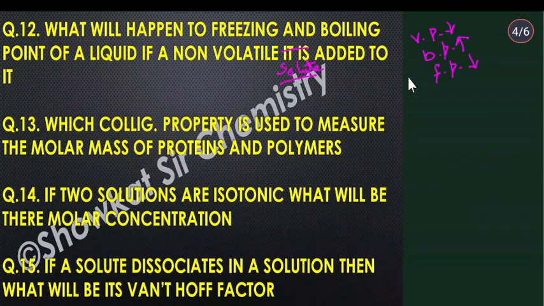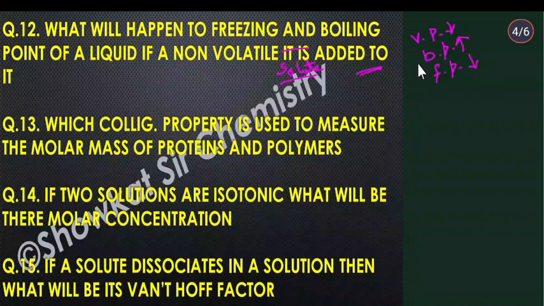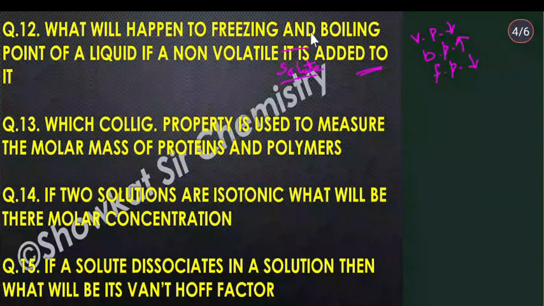Relative lowering in vapor pressure is a colligative property, but lowering in vapor pressure is not a colligative property. Similarly, elevation in boiling point is a colligative property, but boiling point itself is not a colligative property, right? So what you have to remember now is what will happen to freezing and boiling point? The freezing point will decrease, and the boiling point will increase.